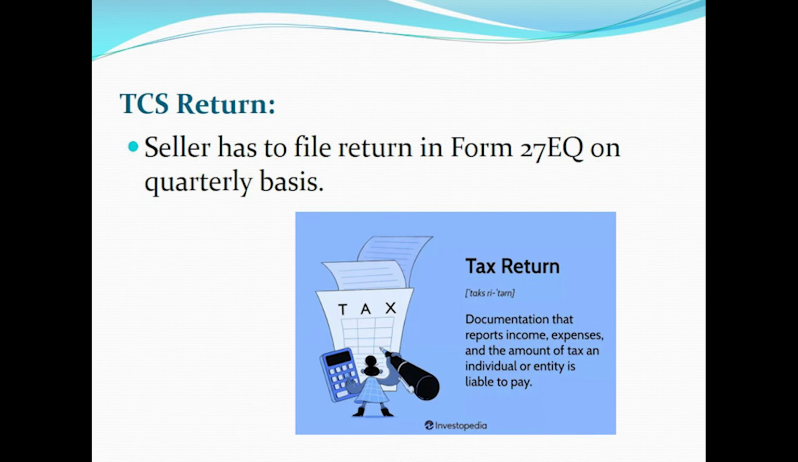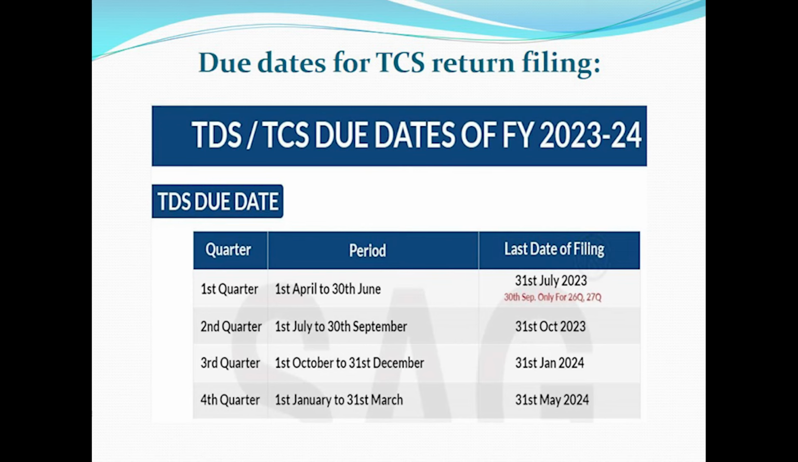Moving on to the TCS return. Once the tax has been collected at source, the TCS returns should be filed. Who has to file? The seller has to file the return by filling out Form 27EQ on a quarterly basis, and there are certain due dates stipulated for TCS return filing. The following slide shows the TDS and TCS due dates for the financial year 23-24.